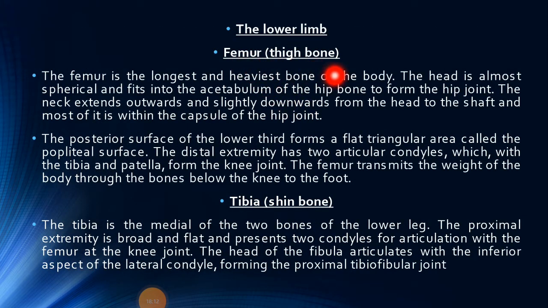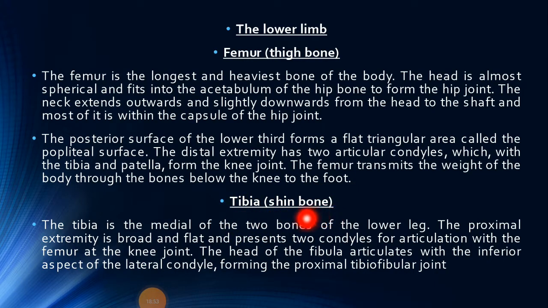So the femur, which is also called the thigh bone. The femur is the longest and the heaviest bone of the body. The head is almost spherical and fits into the acetabulum of the hip bone to form the hip joint. The neck extends outwards and slightly downwards from the head to the shaft, and most of it is within the capsule of the hip joint. The posterior surface of the lower third forms a flat triangular area called the popliteal surface. The distal extremity has 2 articular condyles, which with the tibia and patella form the knee joint. The femur transmits the weight of the body through the bones below the knee to the foot.